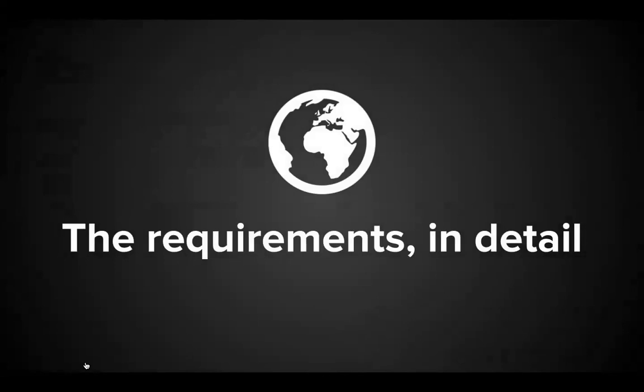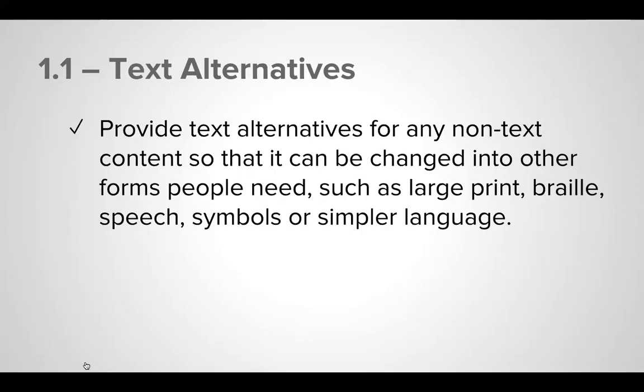Now we're going to get into the requirements in detail, and we're going to walk you through each of the 4 areas that he talked about, starting with perceivable. These are broken into different sections: section 1, 2, 3, and 4, and then the dots indicate the different requirements within each one. And we're going to give you detailed illustrations so that these all make sense.